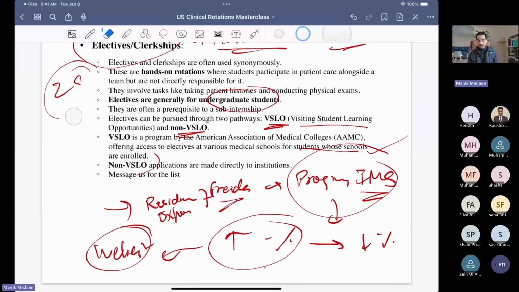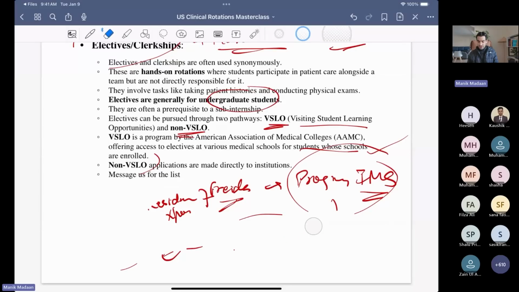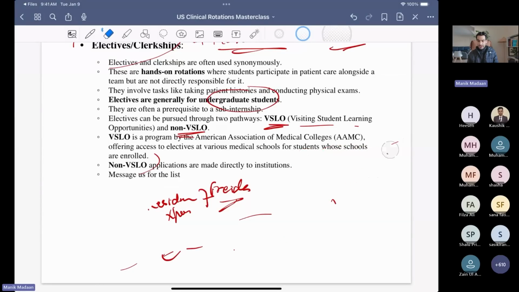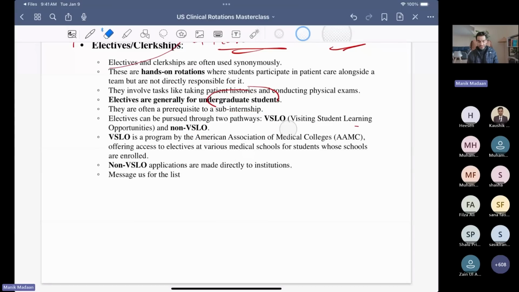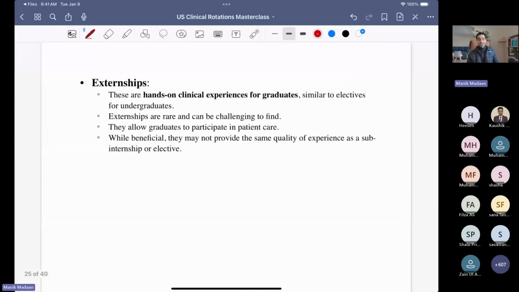Other ways, I'll touch on this later as well in the end, is I'll try to keep a list of this and update you guys on this. You can sign up for that if you want, and we can provide that to you for free in the end. Okay, next, let's jump into externships.